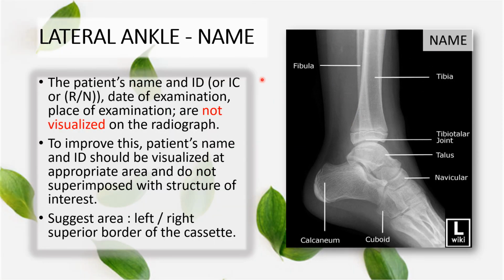For the name, the patient name, ID, date of examination, and place of examination are not visualized on the radiograph. To improve this, patient name or ID should be visualized at the appropriate area and not superimposed with structures of interest. The suggested area is the left or the right side of the superior border of the cassette. This is my example because this space seems to be wider.